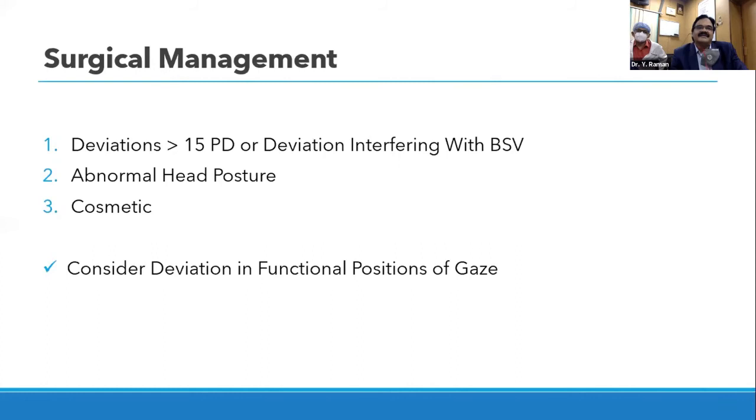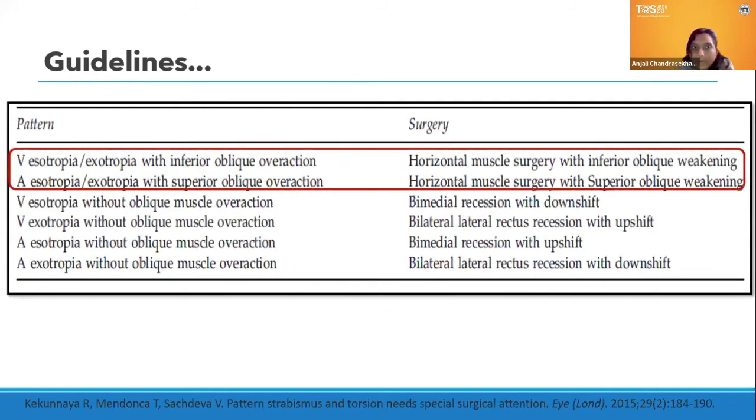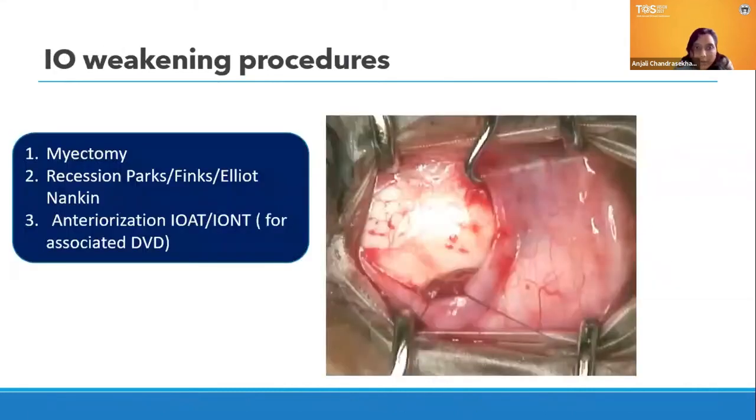The surgical management need not correct all the cases, but wherever the deviation is interfering with the binocular single vision, or there is an AHP, then we need to consider the correction, and we should consider the functional positions of gaze, that is primary and down gaze, for the correction. The brief guideline is: if there is an oblique overaction, you weaken the obliques with the horizontal rectus. If there is no oblique overaction, then you tackle only the horizontal rectus by doing an upshift or a downshift.